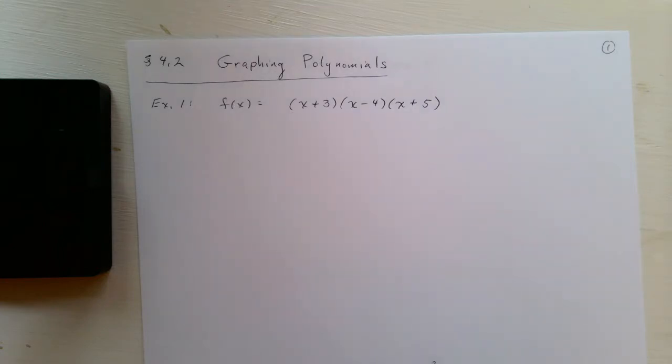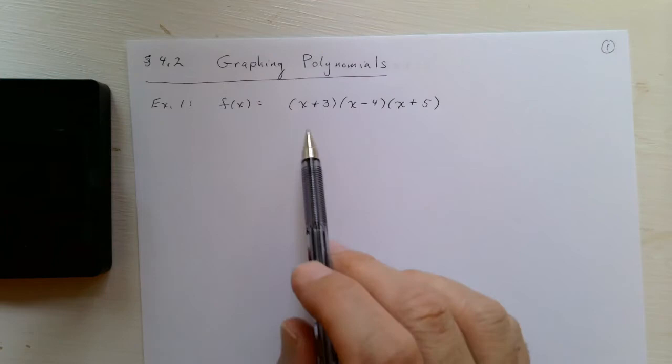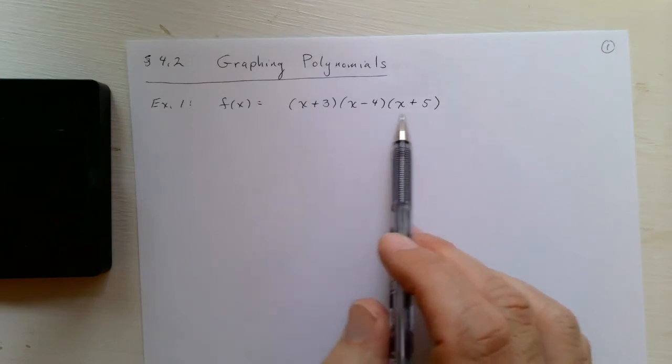So the key to do this is making sure that the polynomial is in factored form, because if it's in factored form, you can basically read off the zeros, which we know are the same thing as the intercepts. But before we do that, let's look at this first example. What would be the end behavior?